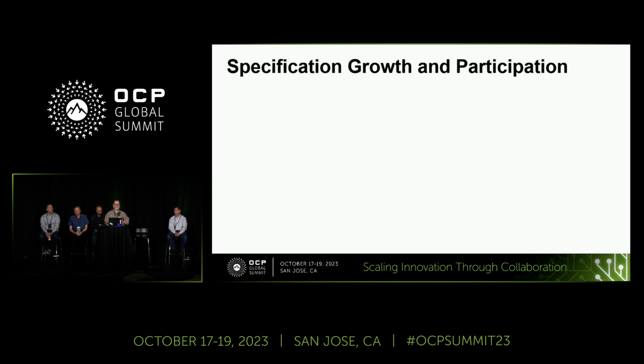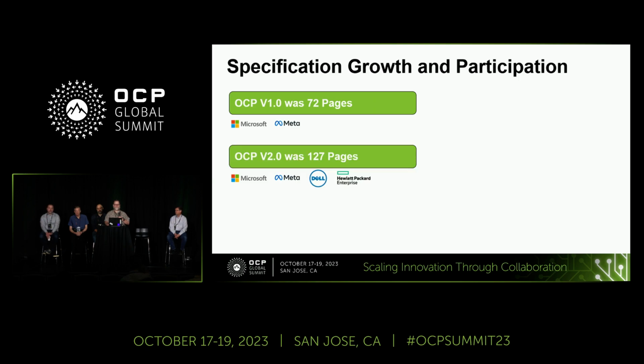With that, I want to walk through some of the things that have been happening over the last few years. OCP 1.0, way back, what, 4 or 5 years ago? That was 72 pages, and that was Microsoft and Meta. Russ and I came together and said, hey, this would be a great idea. Obviously that's picked up a lot of momentum in the industry. Because it was a success, Dell and HP wanted to join in the party.